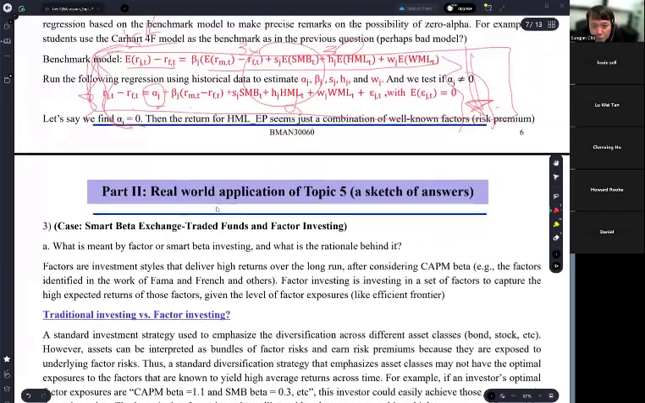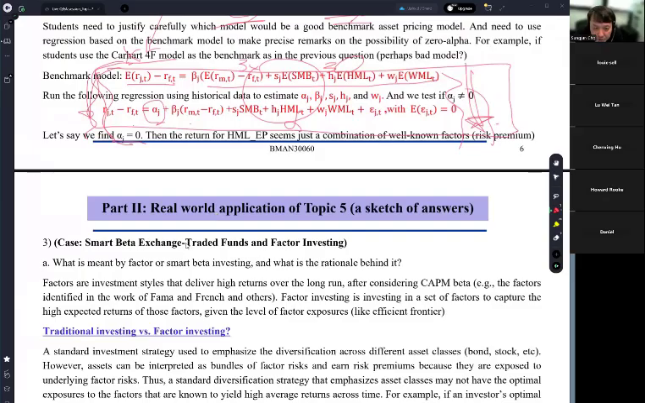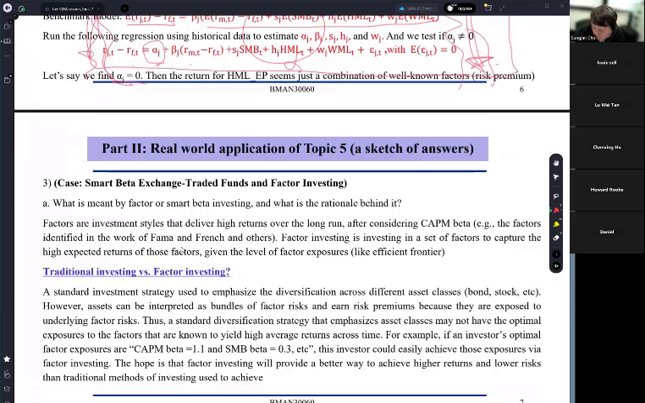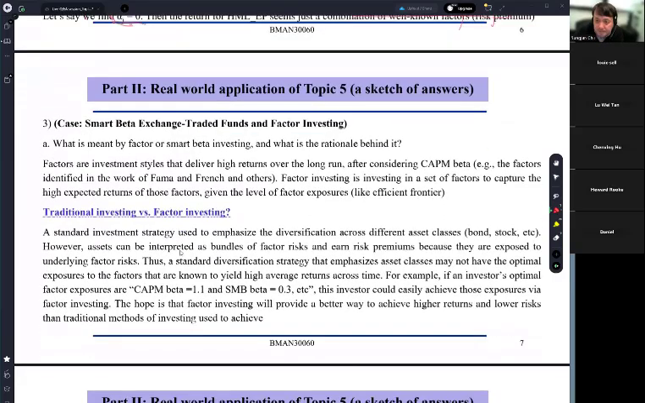Anyway, I'm going to provide more detailed information about the short questions in the last revision class on December 13th. Anyway, last one. These questions are based on the case by this Northwestern professor, Smart Beta Exchange Traded Funds and Factor Investing. First of all, what is meant by factor or smart beta investing? What is the rationale behind it?